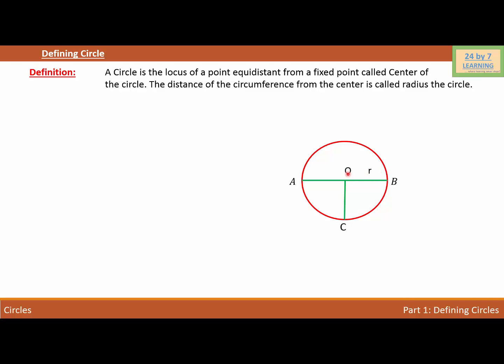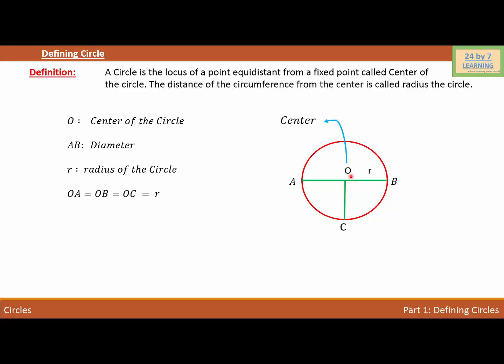So basically this point is called the center. So I can say O is the center of the circle and AB is the distance from one end to the other end and passes through the center. So AB is called the diameter of the circle and R is called the radius of the circle. If I have to define the radius of the circle, I will write OA is equal to OB is equal to OC and everything is equal to R. Now the diameter of the circle is 2 times the radius, and as you can see R is my radius, so I can write D is equal to 2R, where D is the diameter and R is the radius of the circle.